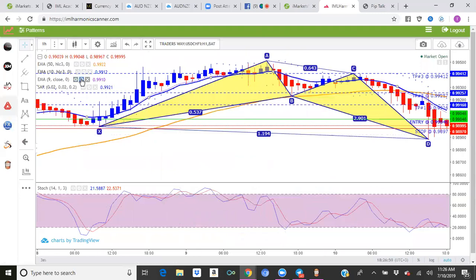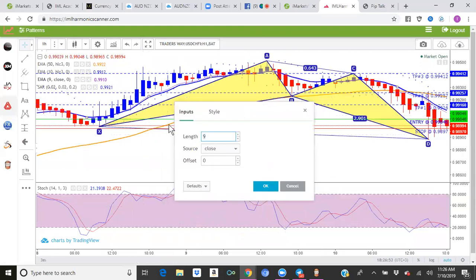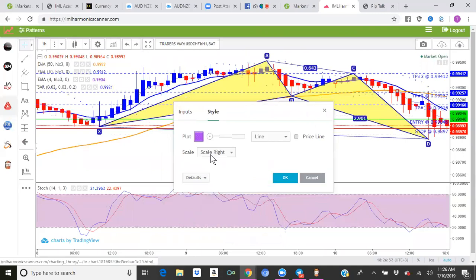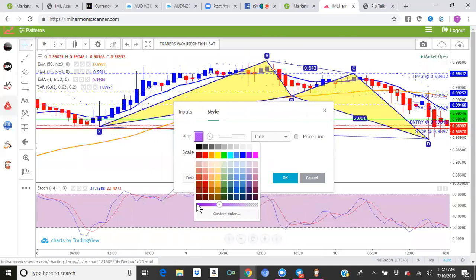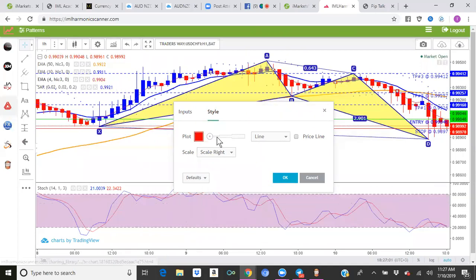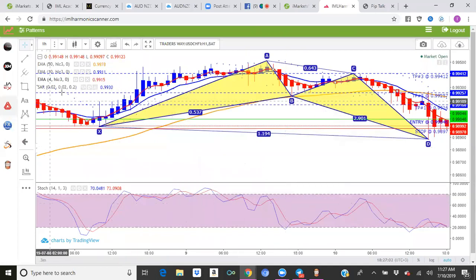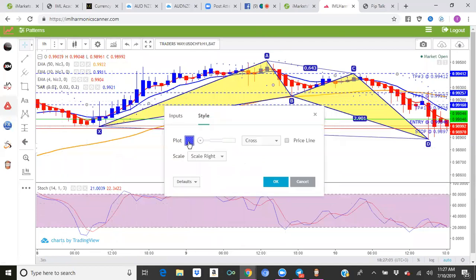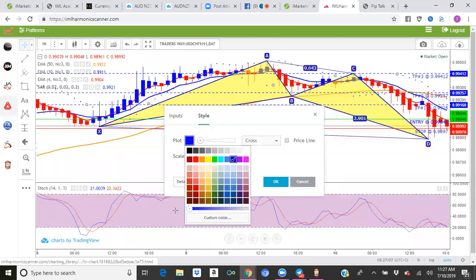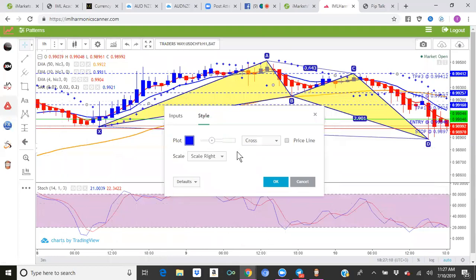Our third moving average, click on format. This one is a 4. Source is HLC3. Style, the color is red. Make the line a little bit thicker. For parabolic support and resistance, I'm just changing the color and making the dots a little bit bigger.